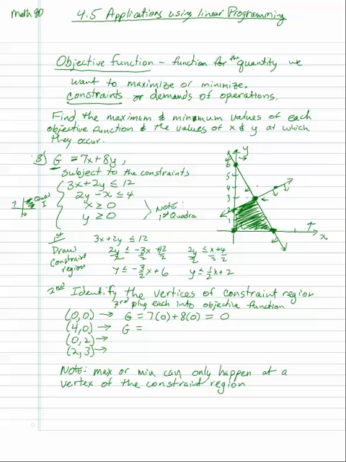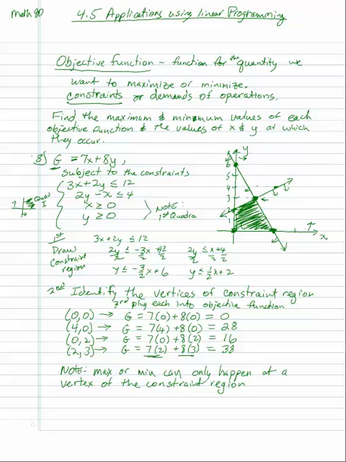Now we're going to plug 4, 0 in. 7 times 4 plus 8 times 0. That gets me 28. Now we're going to plug in 0, 2. And that gets me 16. Then I'm going to plug in 2, 3. I'll just punch that in my calculator. So that'll be 14 plus 24, which is 38.